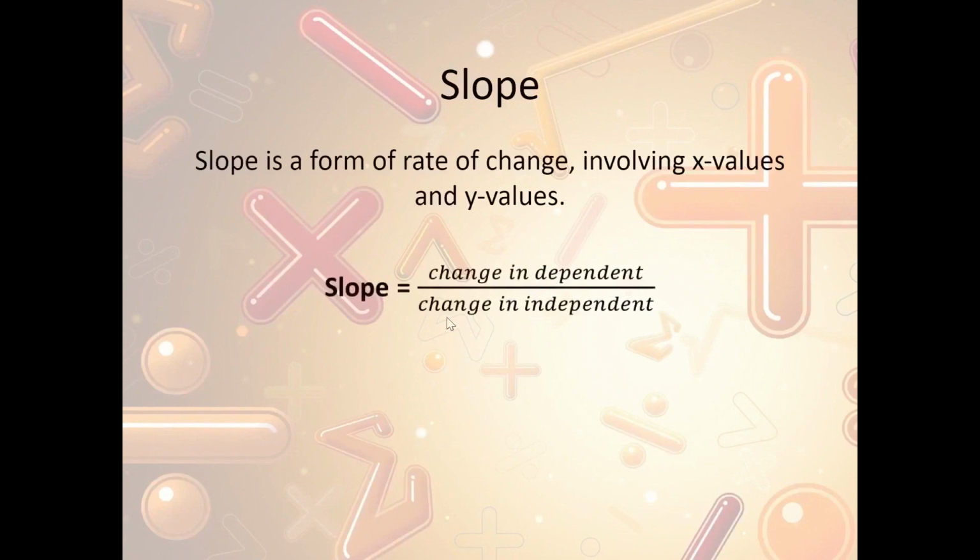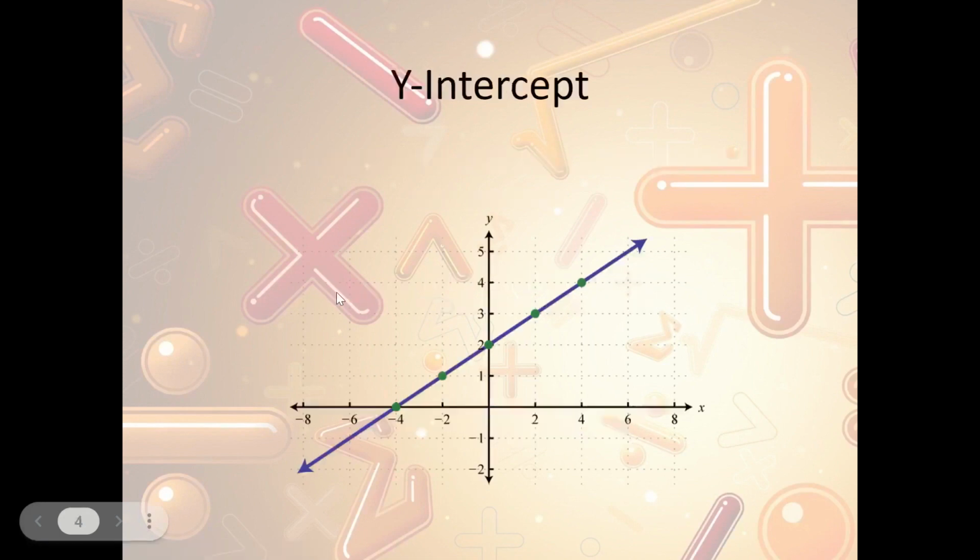Now, what does that really mean? That really means that slope is the change in the y values over the change in the x values. So it's always y over x. And the next part you need to know is the y-intercept.